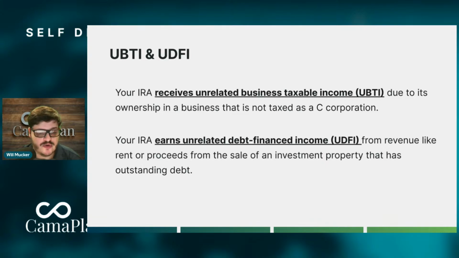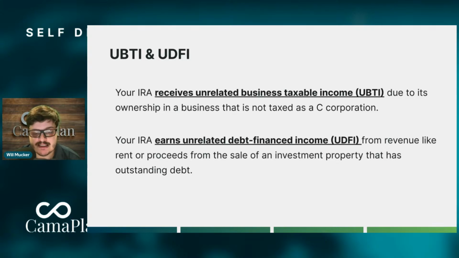So the two taxes that can be paid are UBTI, which some people refer to as UBIT, which stands for unrelated business income tax, and then UDFI, which we just talked a little bit about, unrelated debt financed income. So for unrelated business income tax, this is when the IRS deems that you're doing transactions not within the realm of the original intent for the IRA, mainly if the IRS thinks you're running a business within your IRA.